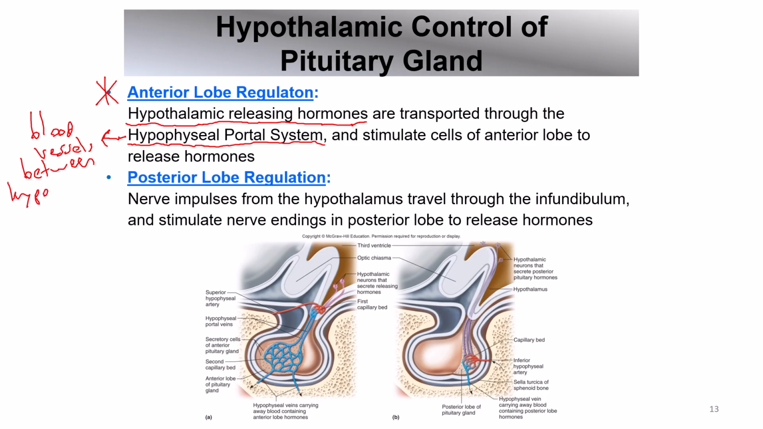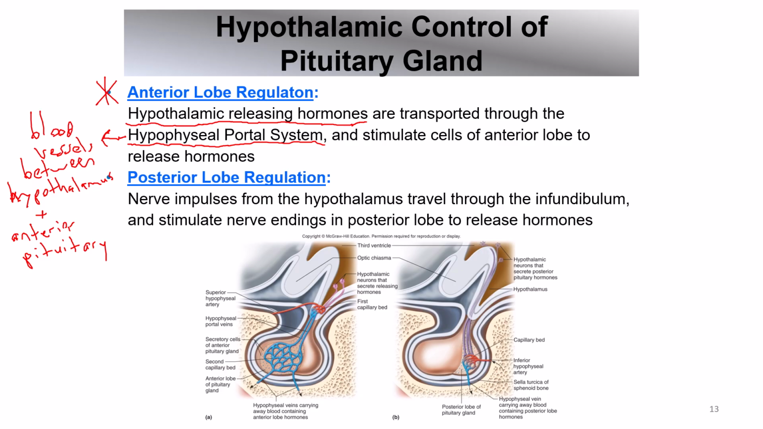Again, these are just blood vessels between the hypothalamus and anterior pituitary, which we see on the picture at the bottom, the one on the left. Here, these red and blue lines represent those blood vessels, the hypophyseal portal system, where the hormones coming from the hypothalamus are transported down to the anterior pituitary. Only if these releasing hormones go to the anterior pituitary can the anterior pituitary release its own hormones.